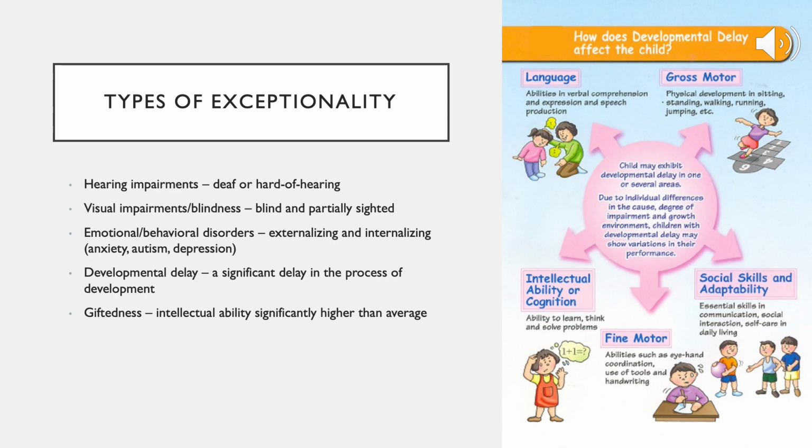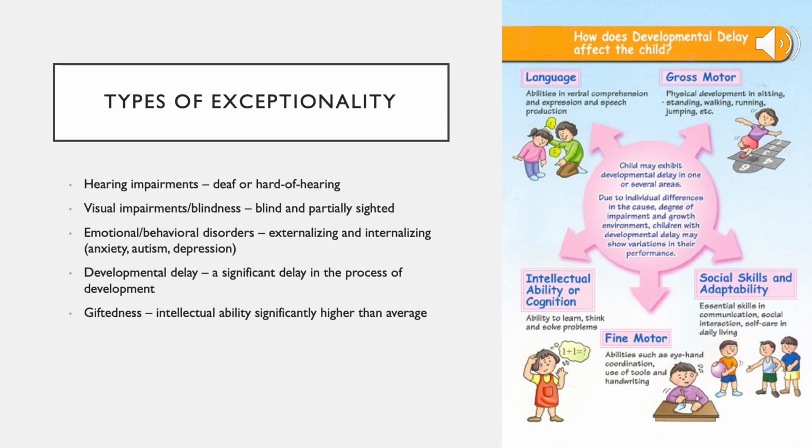And we have children who have visual impairments or blindness, so they could be partially sighted or fully blind, so not being able to see at all. Again, variations in that, and children may require glasses or other types of equipment to be able to see things closer to them or for far away.